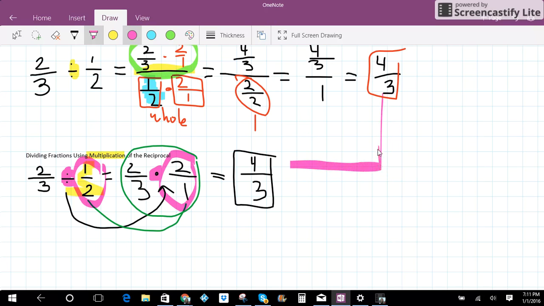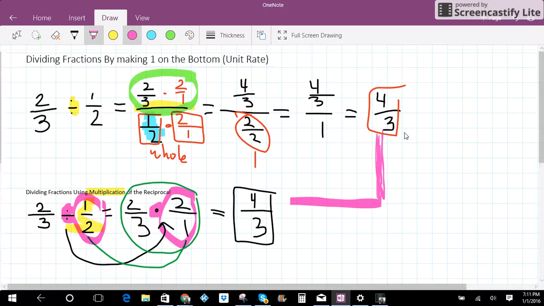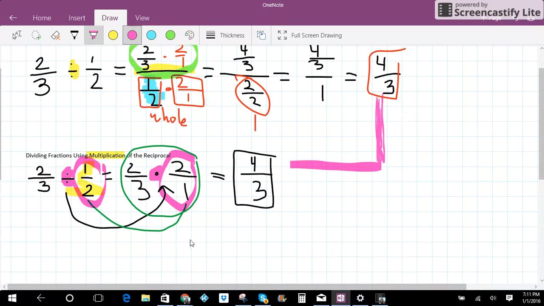The first method does show that using unit rate, it makes more sense. It's logical, but the second way is shorter, but you have to memorize the rule.